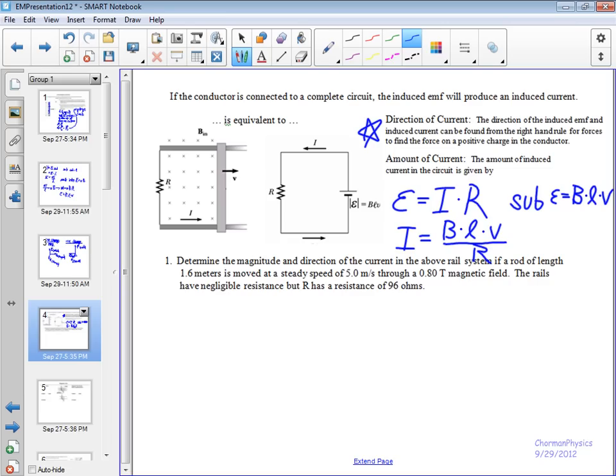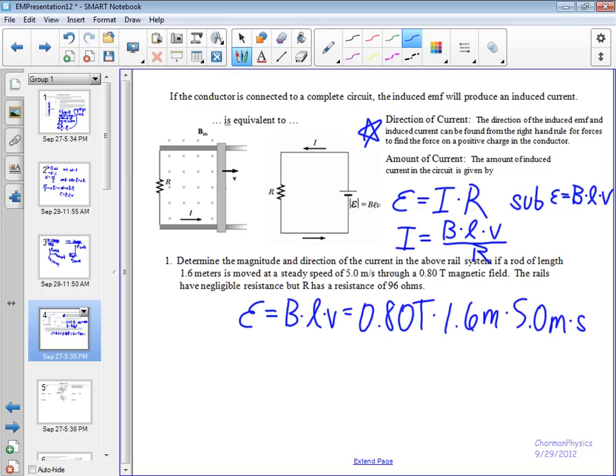An example problem might be: determine the magnitude and direction of the current in this rail system, if a rod of length 1.6 meters is moved at a steady speed of 5 meters a second through a 0.80 Tesla magnetic field. The rails have negligible resistance, but R, the resistor that's in the circuit, has a resistance of 96 ohms. So this is just simply plugging in and showing the EMF produced by moving this rail at that speed through that magnetic field. This equation right here, and this is equal to 6.4 volts.